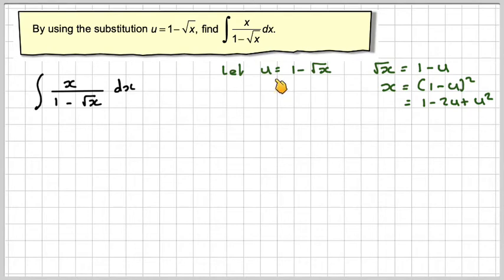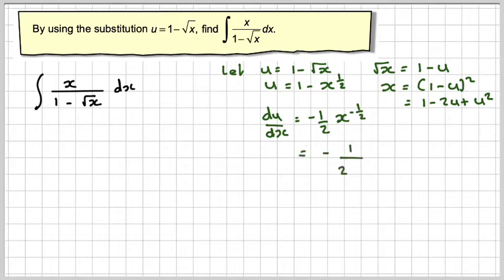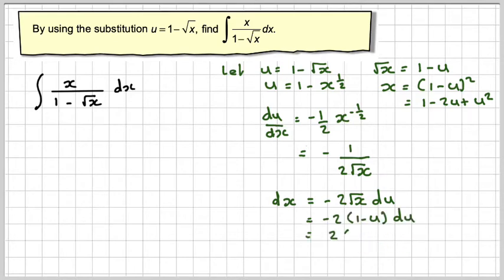Normally then we differentiate this, so u will be 1 minus x to the half. The du by dx will be equal to minus a half of x to the minus a half, which we could write as minus 1 over 2 root x, which means that dx will be minus 2 root x du, but root x is 1 minus u, so we're going to have minus 2, 1 minus u du. Take the minus sign in, we're going to have 2 times u minus 1 du.